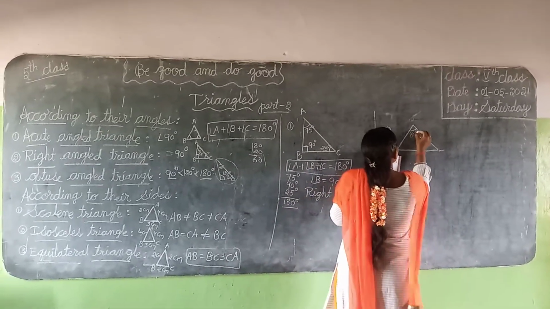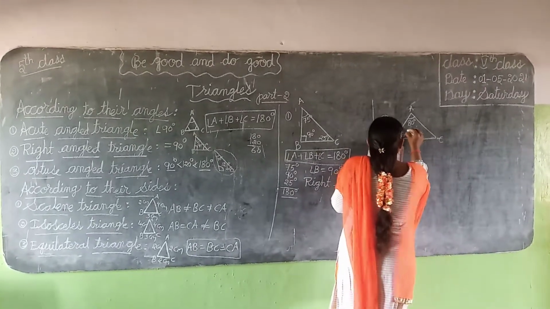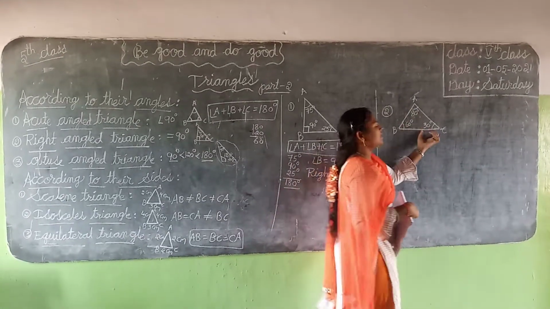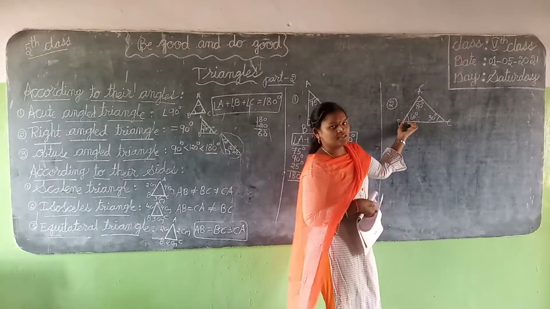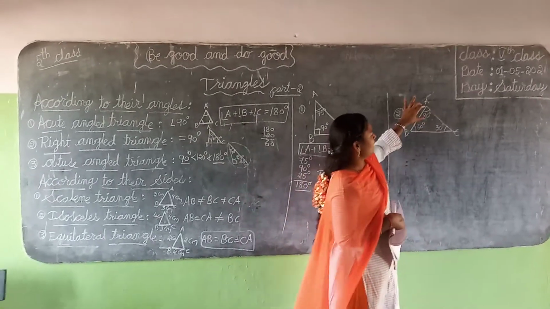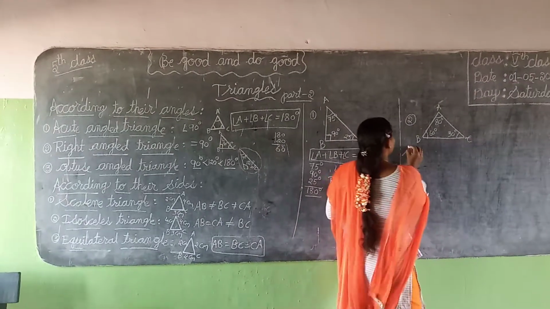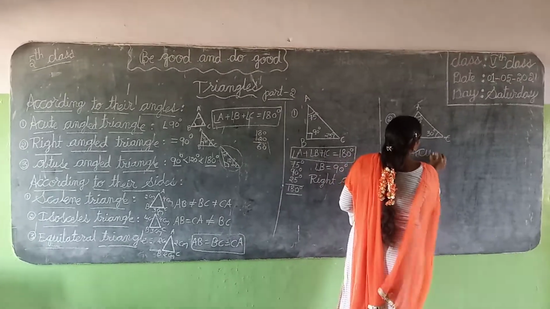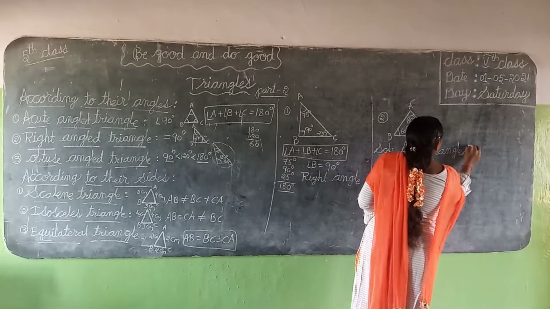Okay? Angle A is 80 degrees, angle B is 60 degrees, and angle C is 30 degrees. So these three angles are less than 90 degrees. 80 degrees is less than 90 degrees, and 60 degrees is also less than 90 degrees, and 30 degrees is also less than 90 degrees. So what is the name of this triangle? Acute angle triangle. Write that name: acute angle triangle.